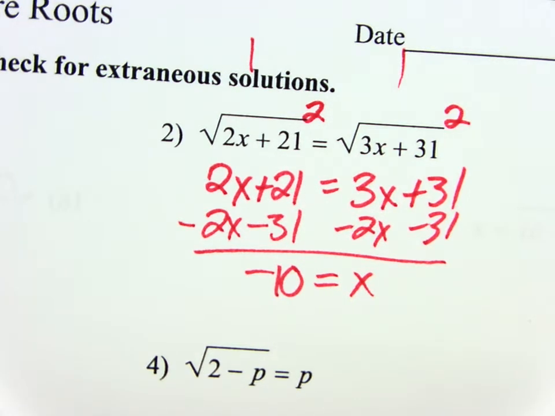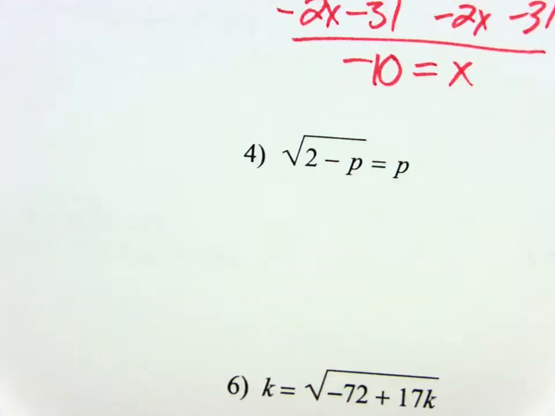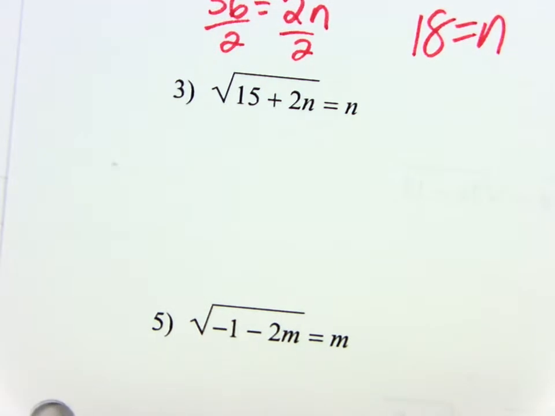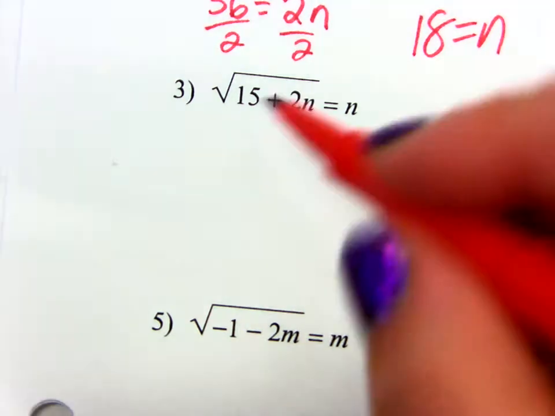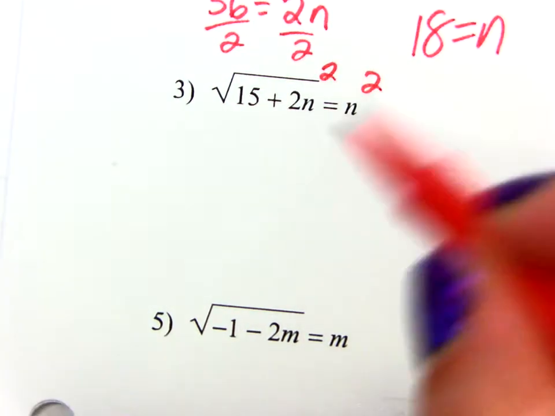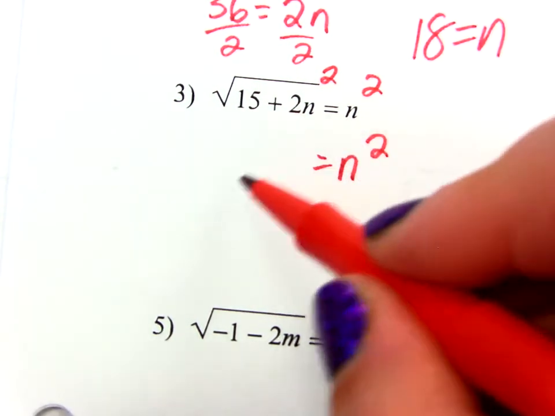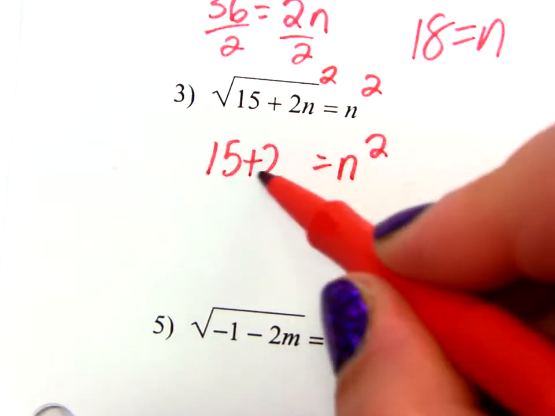Now, things start getting a little bit more interesting with one like number 3. Step 1, get the square root by itself. Do I have to do anything? No, it's already by itself. Step 2, square both sides. So, on the right, I have n squared. On the left, I just have 15 plus 2n.